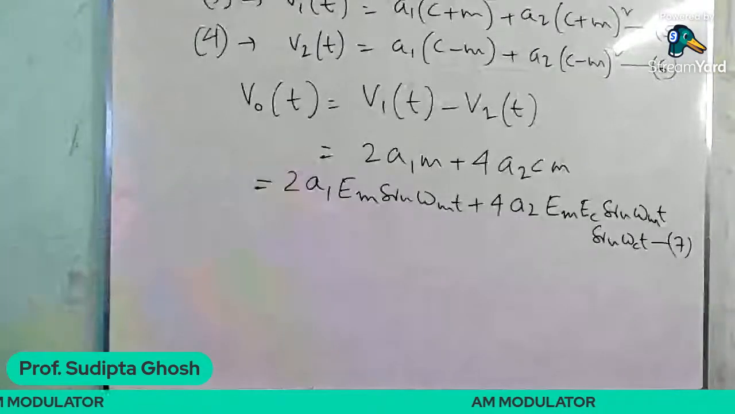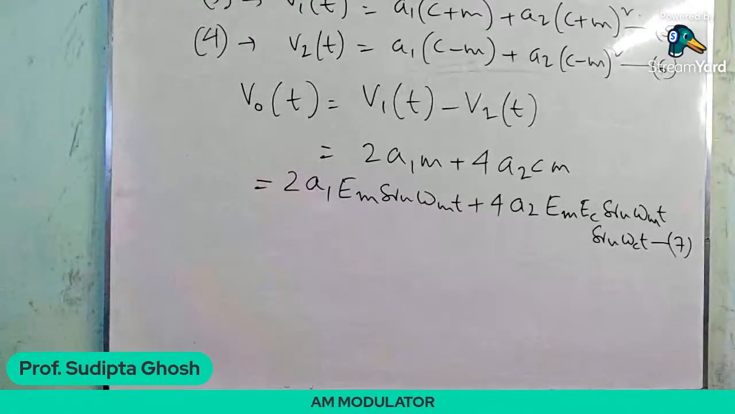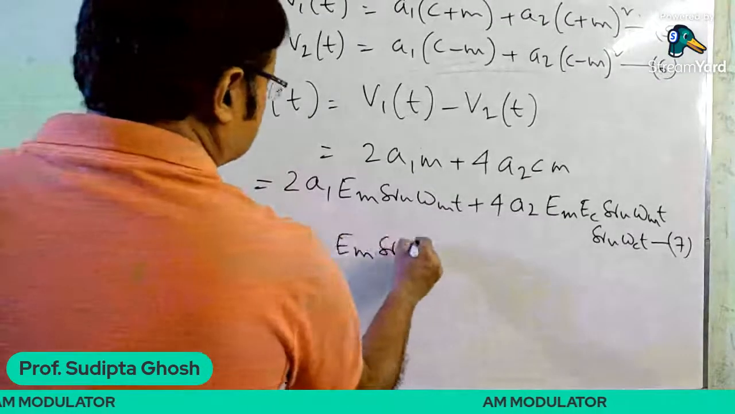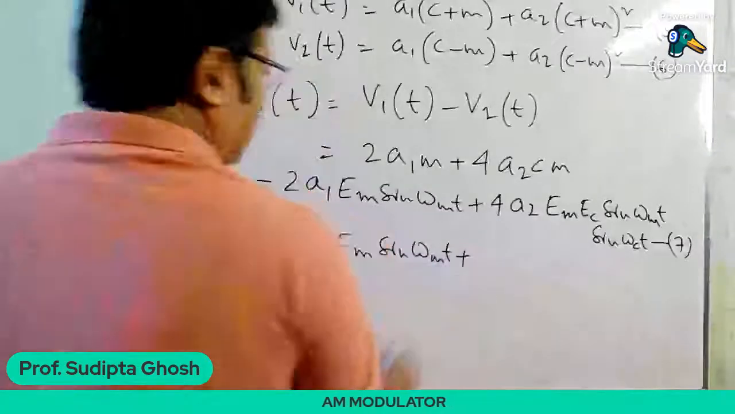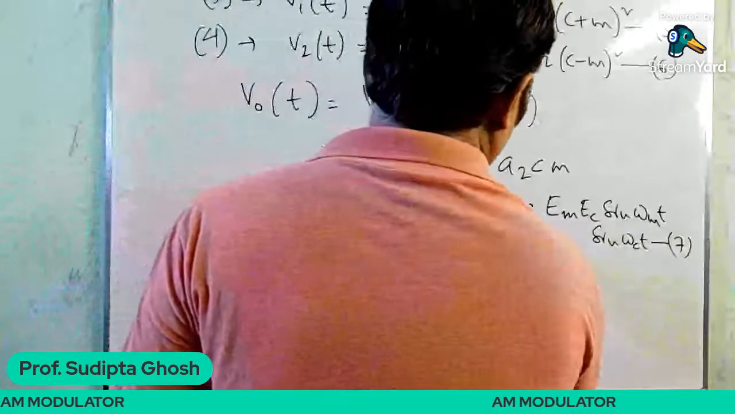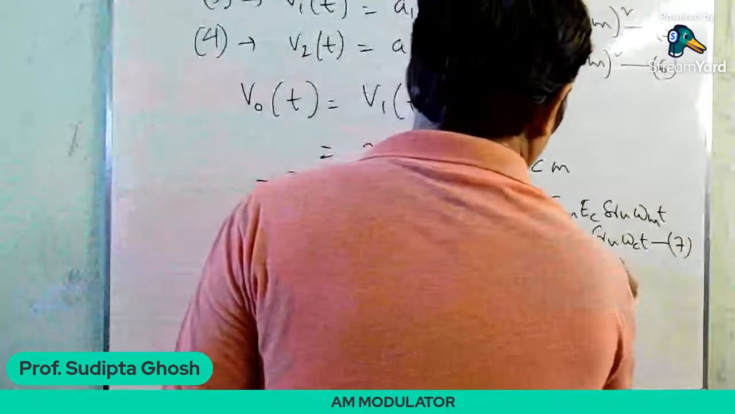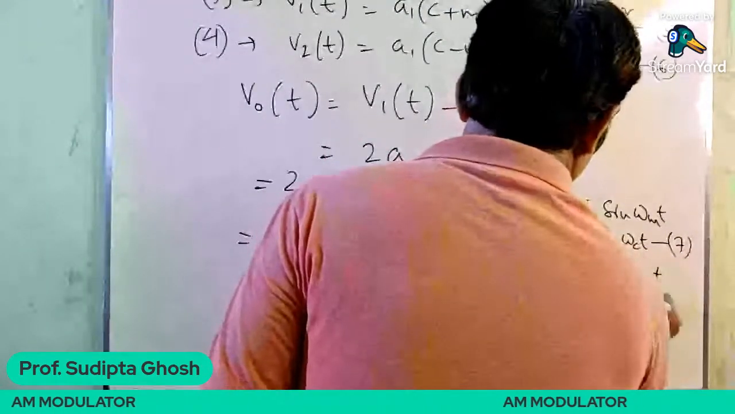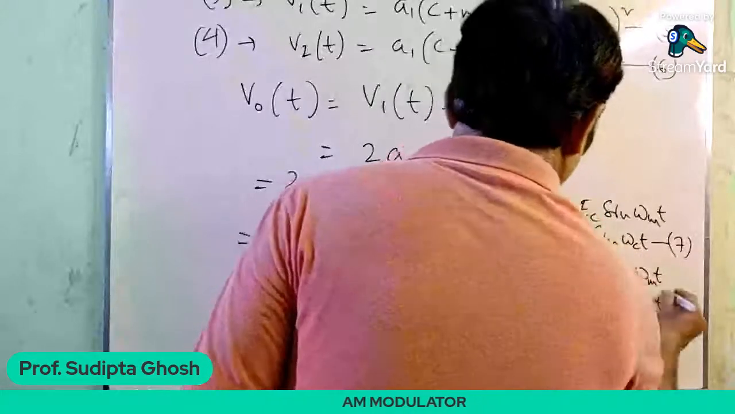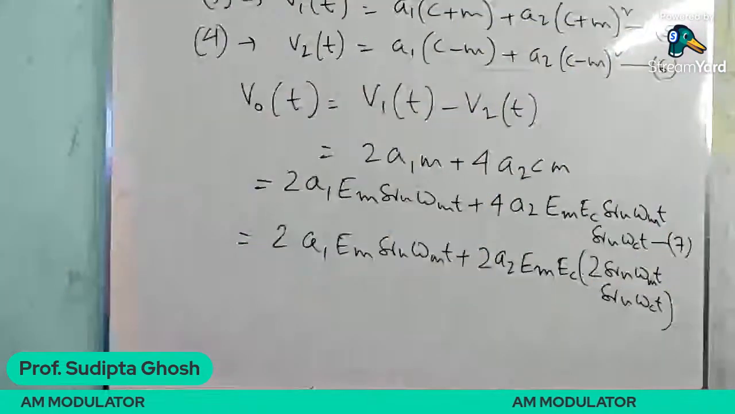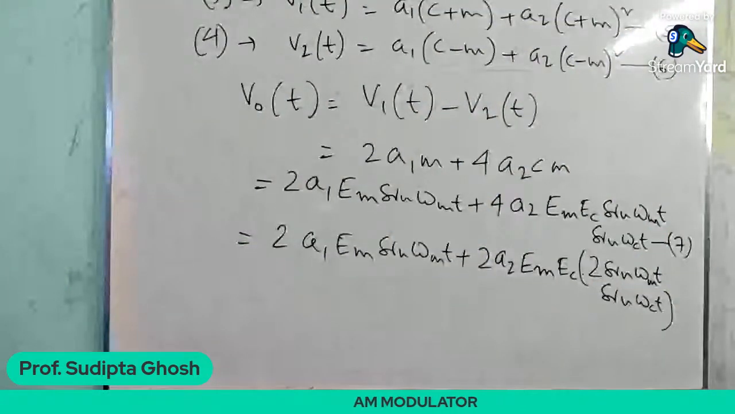And the second term of this equation, we can write it as twice A1 into Em into sine omega mt plus twice A2 Em Ec into twice sine A sine B form. We can write it in twice sine A sine B form. Right. Now, what is twice sine A sine B? Twice sine A sine B means that is cos of A minus B minus cos A plus B.